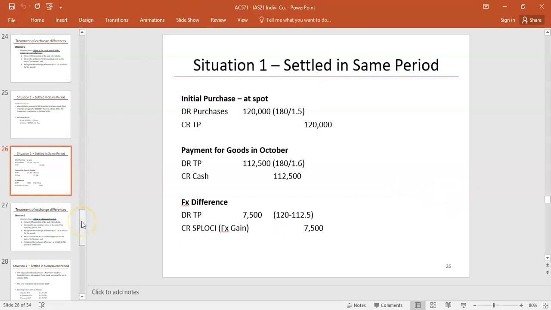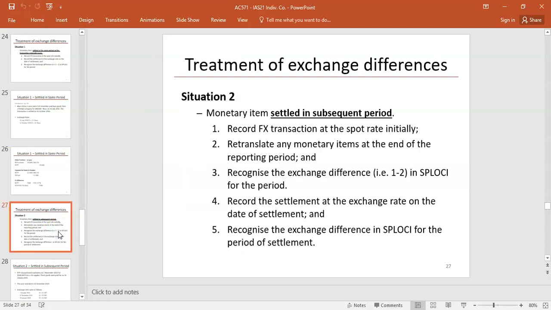So that was the more straightforward one, where you have the transaction and the settlement in the same period. What we're going to look at now is the more complicated one, similar to the one we looked at originally: what happens if the monetary item is settled in a subsequent period? Well, you're going to have 3 steps then, really.